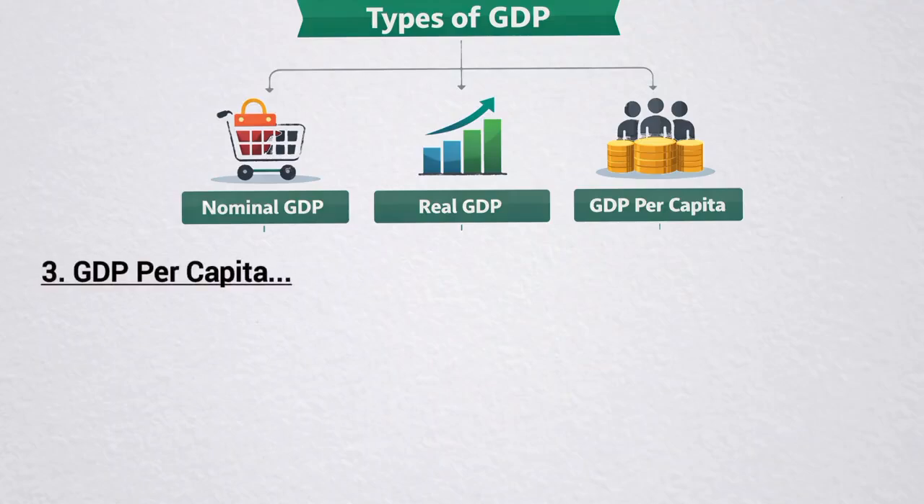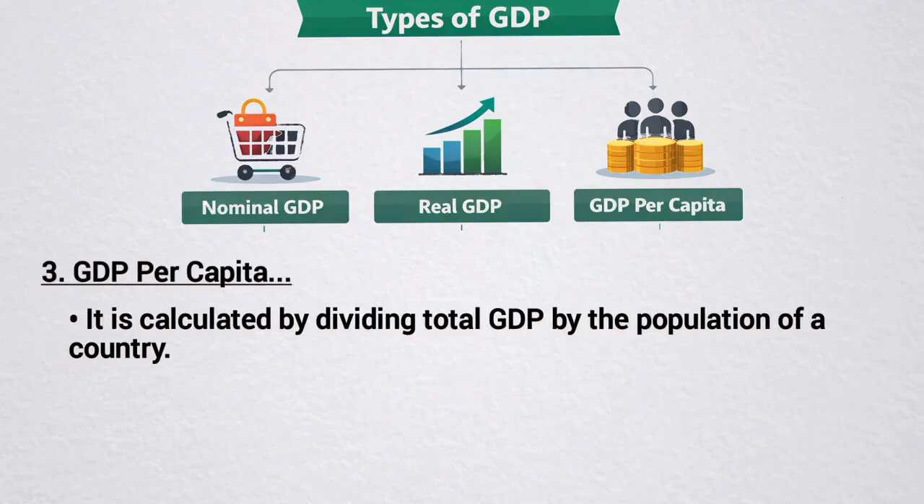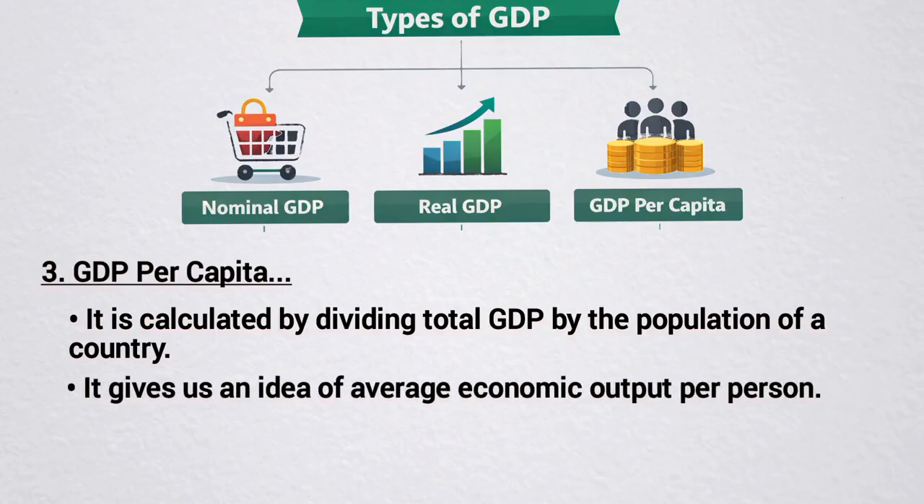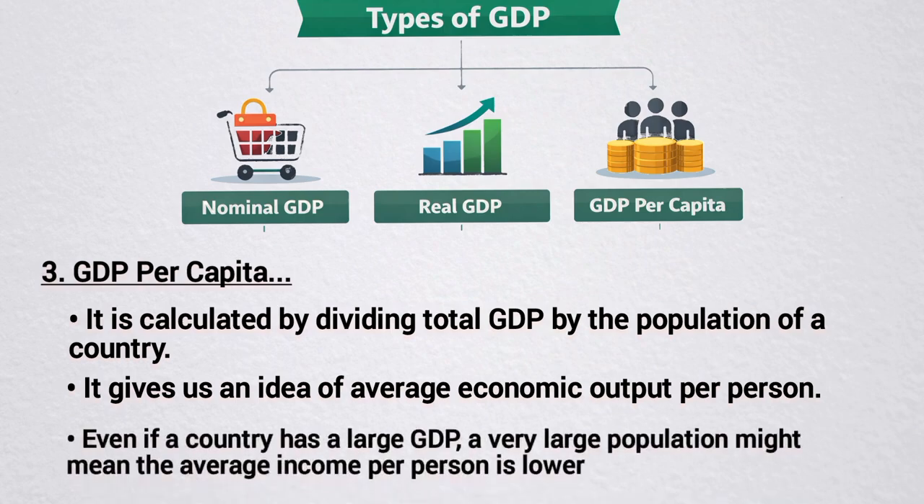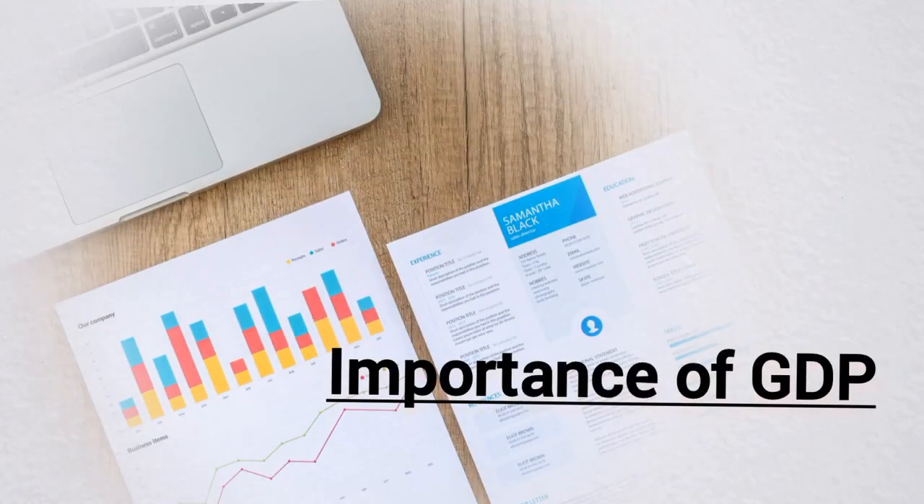Third one is GDP per capita. GDP per capita is calculated by dividing total GDP by the population of a country. It gives us an idea of average economic output per person. For example, even if a country has a large GDP, a very large population might mean the average income per person is lower. Now let's talk about the importance of GDP.